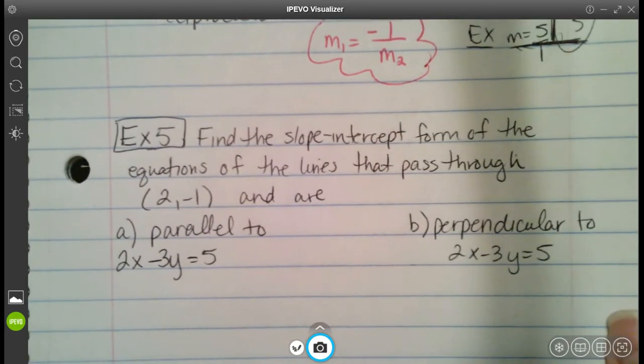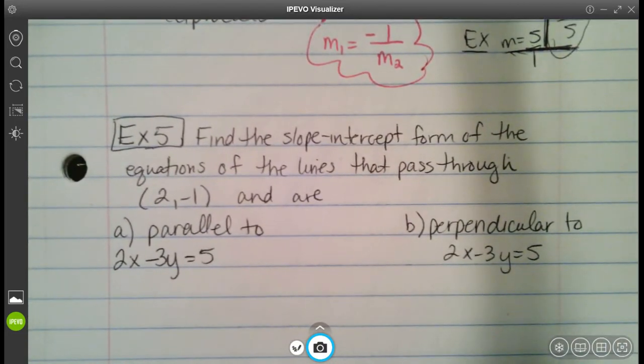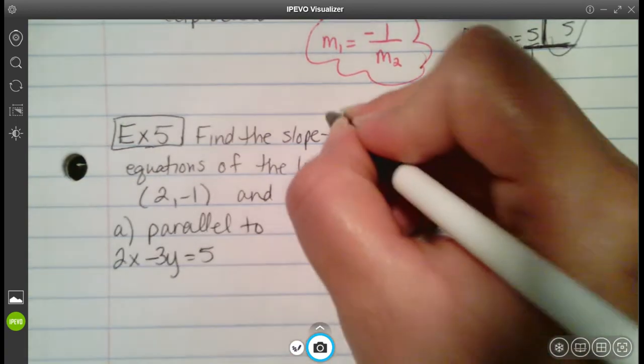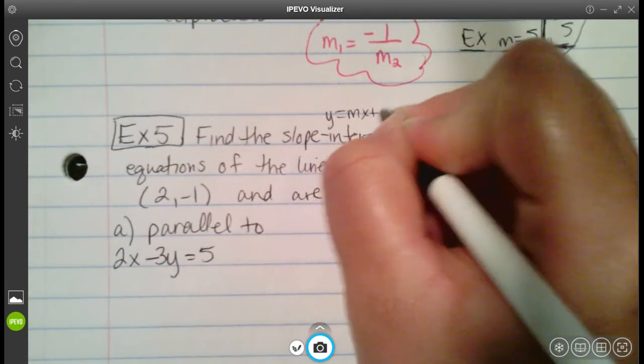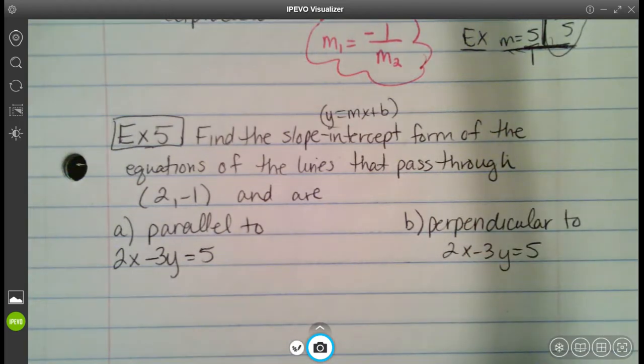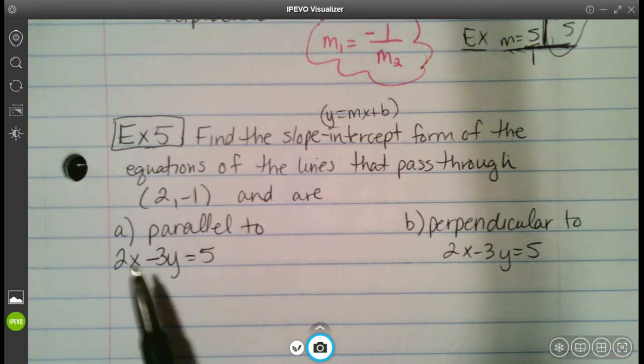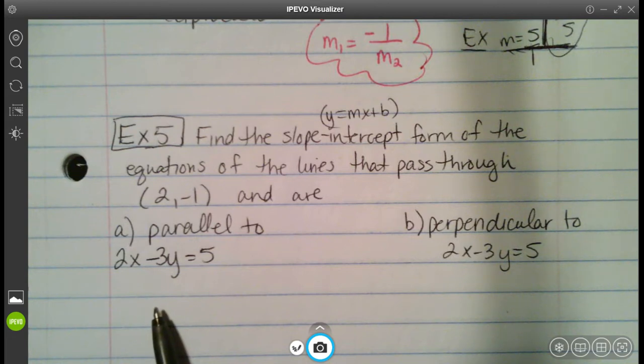Example number 5. Okay. Find the slope-intercept form. So remember, that's this one, y equals mx plus b. Make sure you know your forms, okay? Of the equations of the lines that pass through (2, -1), and are A, parallel to this equation, and B, perpendicular to the same equation. So we're going to start with letter A. And notice that we have a point, we don't have a slope. So it looks like we could probably get the slope from this one if we fix it.